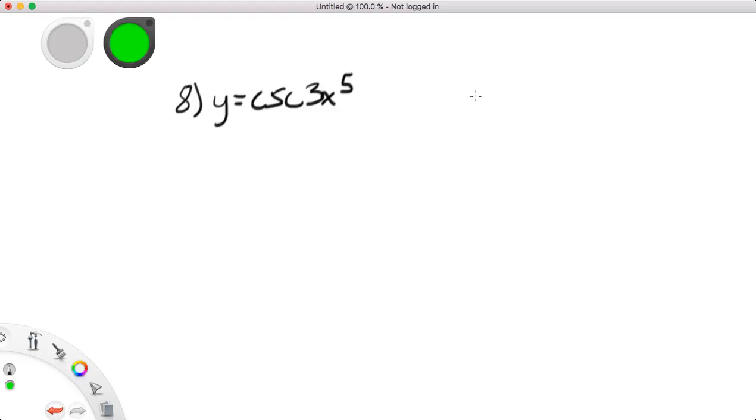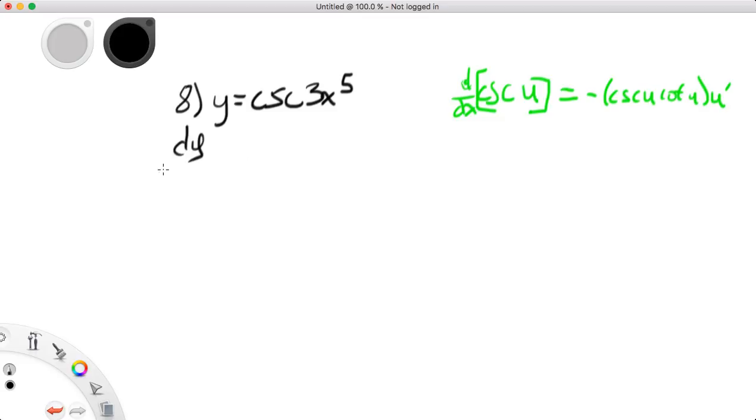Now, the formulas that we've memorized for our differentiation rules say that the derivative with regards to x of cosecant of u, okay, is equal to negative cosecant u cotangent u times u prime.